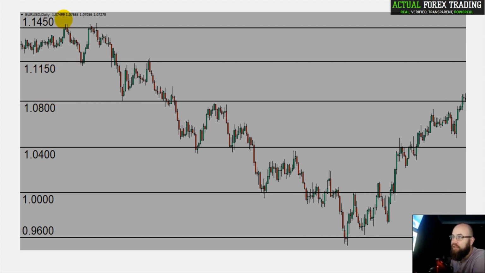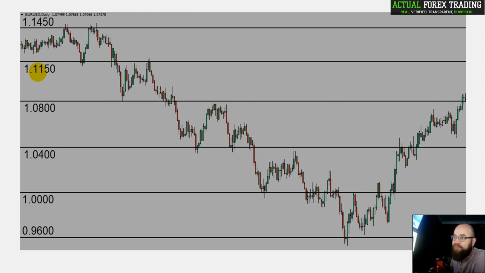So let's start at the top here. We have 114.50. You can see price comes up to 114.50 and reverses. It comes down. It comes up again to this area and reverses. It comes down. So each time price reaches this 114.50 area, we have a reaction. Price is reversing off. It's bullish, it becomes bearish.